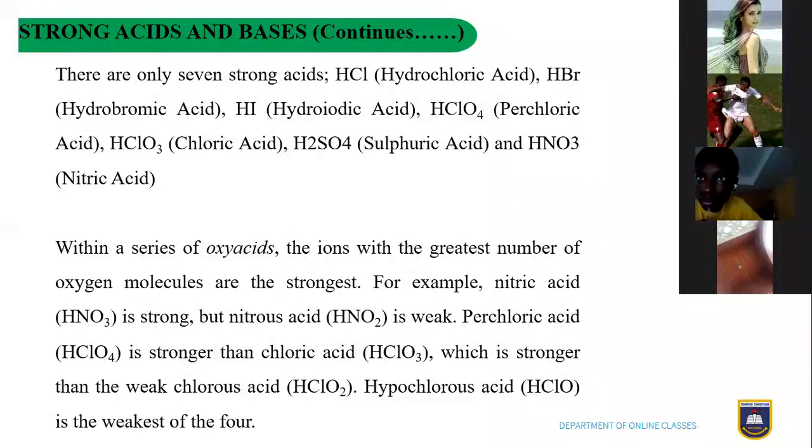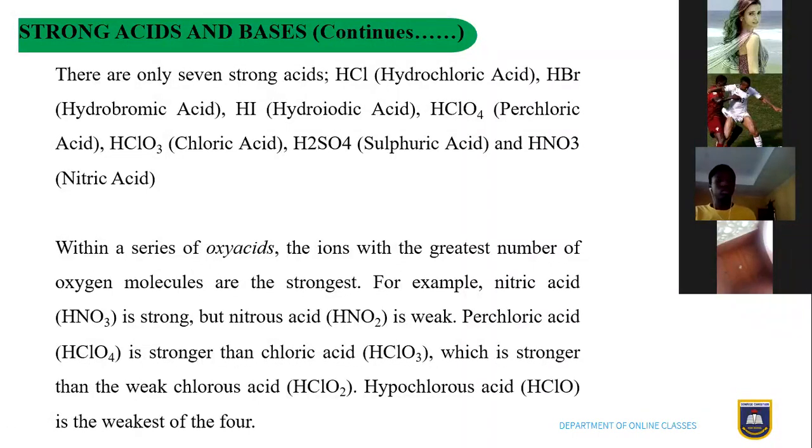For example, nitric acid is stronger than nitrous acid. You see, nitric acid is HNO3. Nitrous acid is HNO2. That's a common name. And we are saying that nitric acid has more oxygen atoms than nitrous acid. You can see that nitric acid has 3 oxygen atoms. Nitrous acid has 2. So nitric acid is a stronger acid than nitrous acid. In fact, nitrous acid is a weak acid. It's not even among the 7 strong acids I've given you.